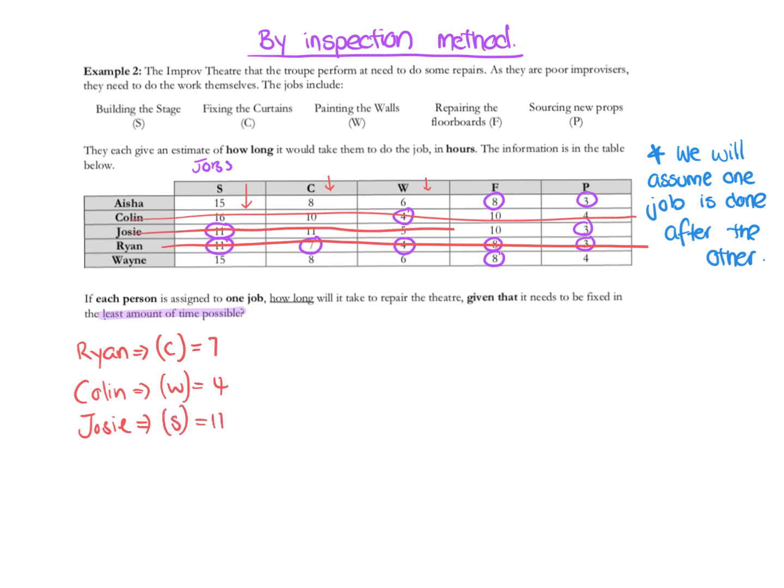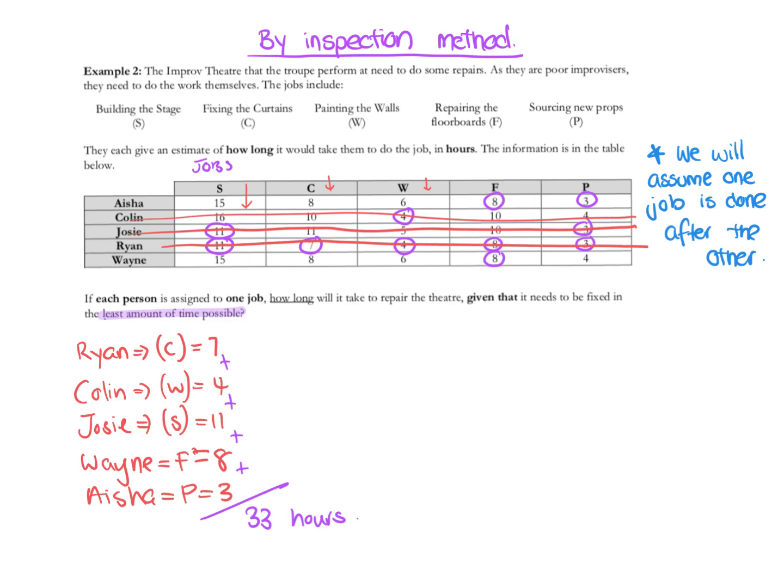So I take Josie out of the mix, and then I'm left with job F and job P, but only Wayne can do job F. He can't do job P, so I may as well give him F, and that's 8. And then Aisha can do job P, and she spent 3. So then you total them up to get the least amount of time. We total them up and we end up with 33 hours as the least.